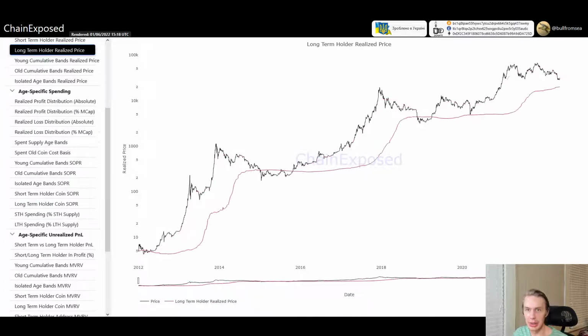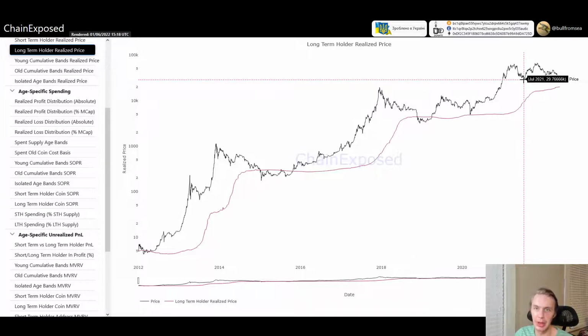It is the case, though, that sometimes Bitcoin doesn't necessarily need to do that to be able to put up rallies. It was nowhere near the long-term holder cost basis. There really wasn't much cost basis here in the summer of 21 before we put in a rally. So it's just one thing to keep an eye on. It's not going to be determining what happens.